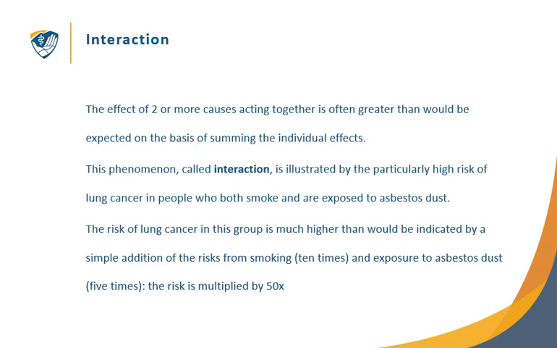The effect of two or more causes acting together is often greater than would be expected on the basis of summing the individual effects. This phenomenon is called interaction. It is illustrated by the particularly high risk of lung cancer in people who both smoke and who are exposed to asbestos dust. The risk of lung cancer in this group is much higher than would be indicated by a simple addition of the risks from smoking and exposure to asbestos.